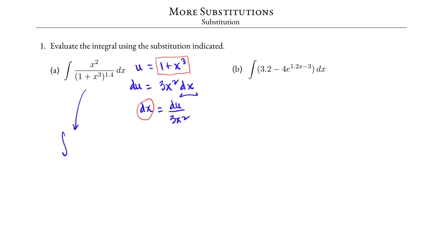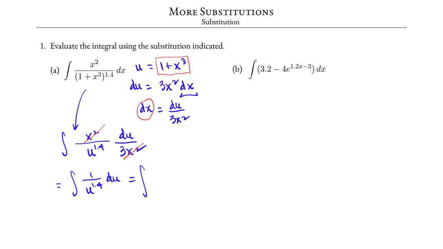There's nothing for x squared yet, so we will rewrite x squared over. In the denominator, 1 plus x cubed is now u, being raised to the 1.4 power. And then dx is du over 3x squared. And we see that we can cancel out the x squared top and bottom. This will give us the integral of 1 over u to the 1.4 du.